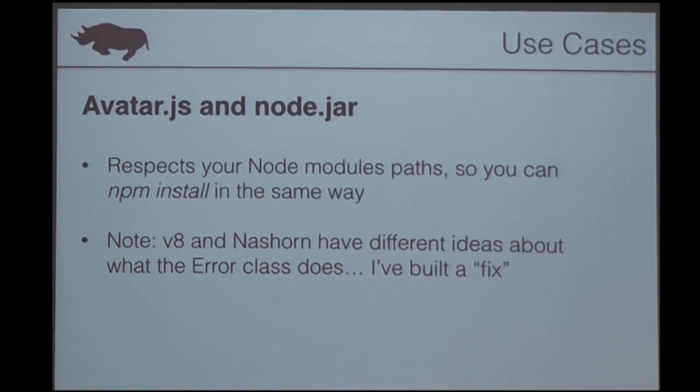to get an idea of what you're trying to do, so that they can make some decisions. It's a weird thing, but I've tracked it down. I built a fix for it. I'll show you guys the fix. I'm hoping that I can kick this back to the Nashorn guys and get them to either bring it in or maybe have the Nashorn representation of the error class more in line with V8's, even though I'm not sure that either one is right or wrong.